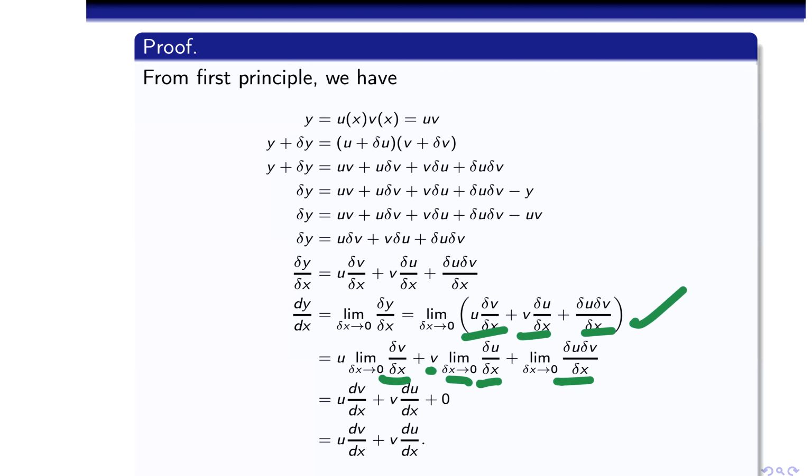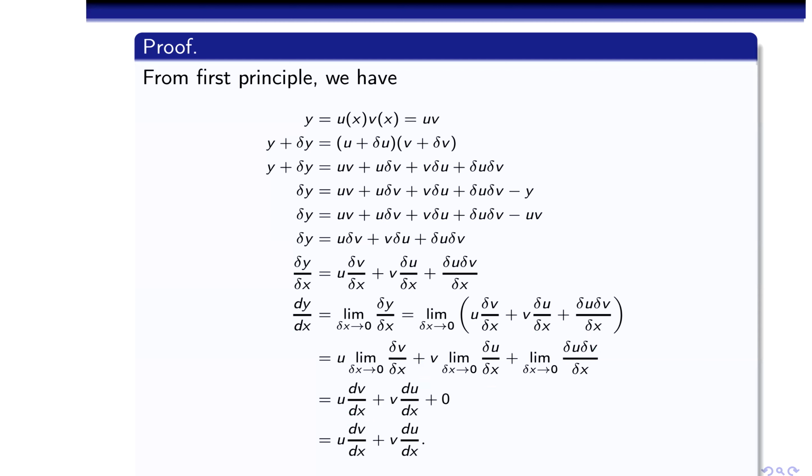Now, just like I told you, this will be nothing serious. So you have u dv dx, and here you have v du dx. And because this is a small change, and this is a small change, by the time they multiply themselves out, it becomes even smaller. So this whole expression goes to 0, and that's why you have 0 here. And at the end of the day, you end up having the expression u dv dx plus v du dx.